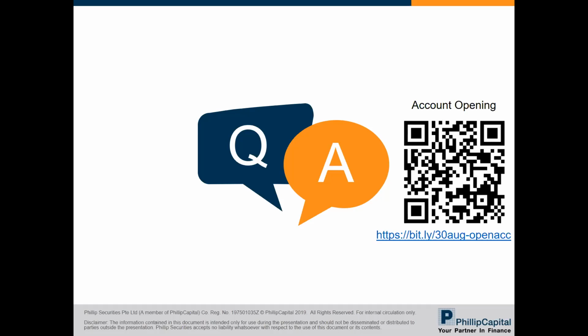Hi Jaya, does CFD have micro lot, 0.1 lot? CFD does not have micro lot. But do note that for SG stocks CFD, it's all in 100 lot size.